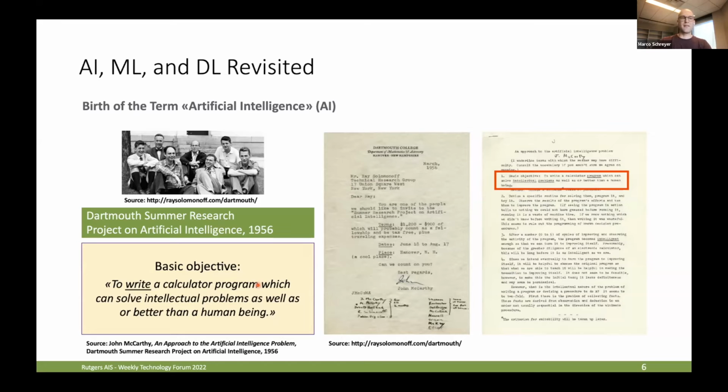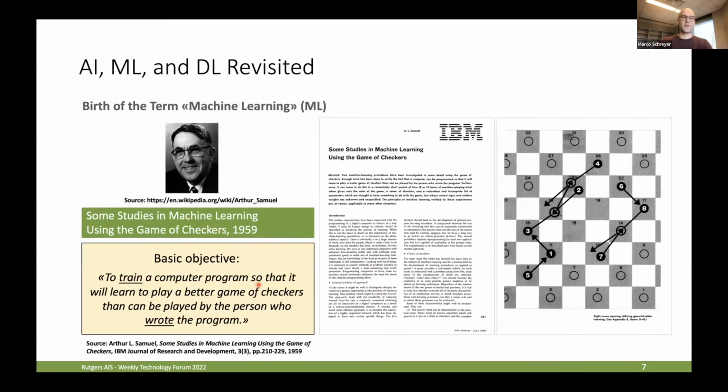If you think about machine learning and when this term was coined, usually people refer to Arthur L. Samuel and his famous work at IBM, where he coined the term machine learning. And there the basic objective was to train a computer program so that it will learn to play a better game of checkers than can be played by the person who wrote the program.